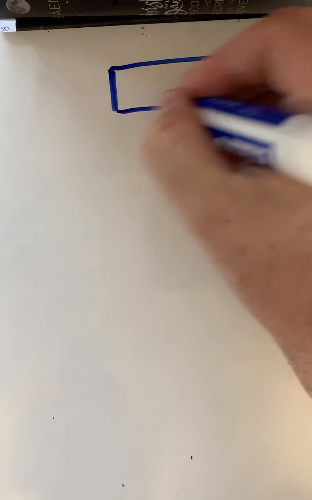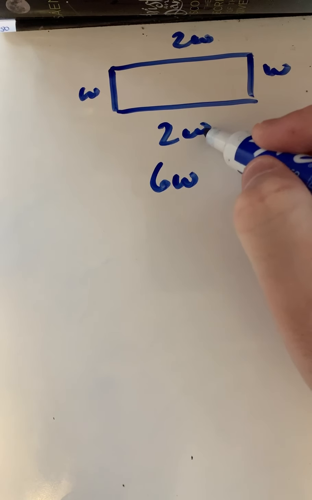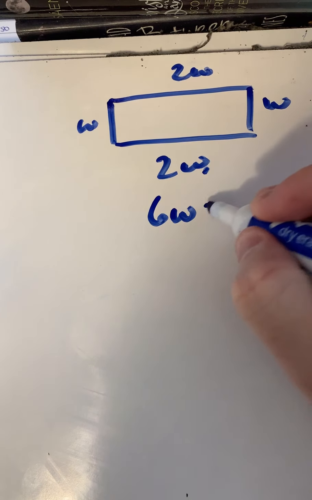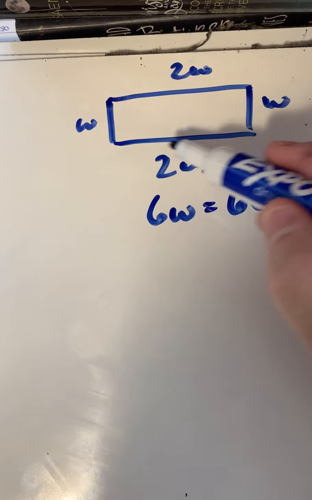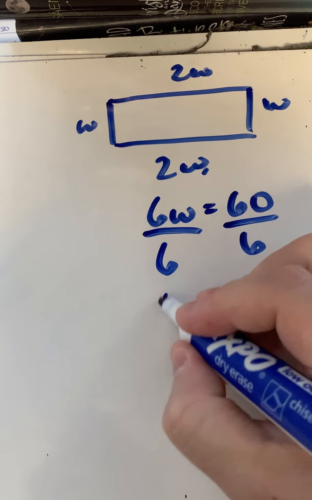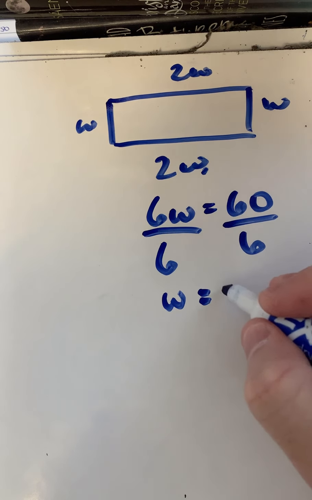So I was here and I was thinking through my process. I said that, okay, there's 2, 4, 5, 6. So 6W and the perimeter equals 60. All of these added up equals 60. So what I have to do is divide both by 6 to find out the width, right? Because I have to do length times width to find the area.